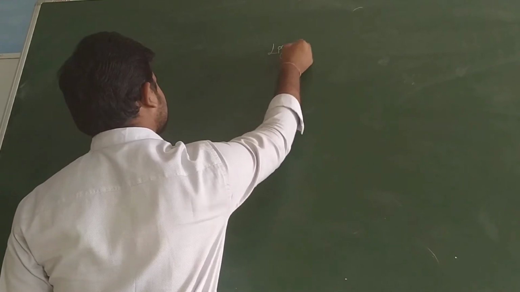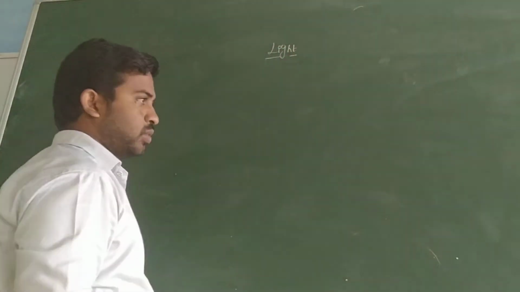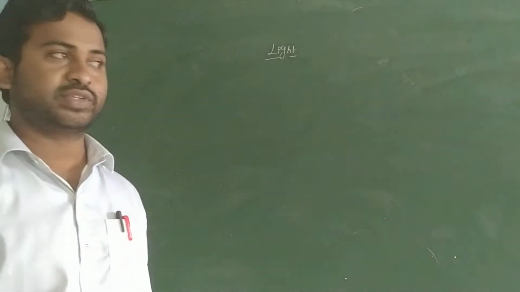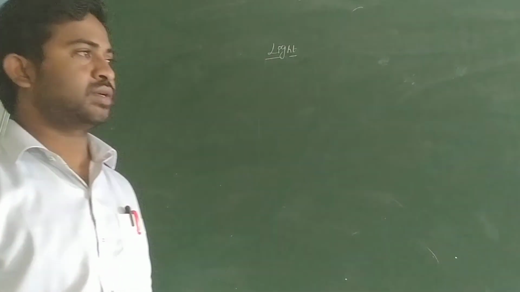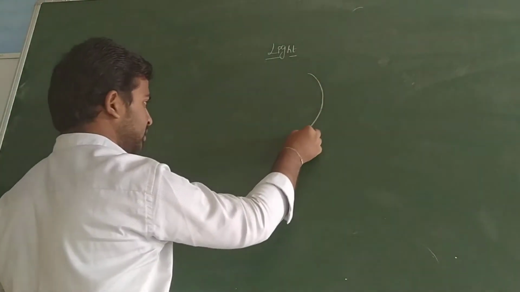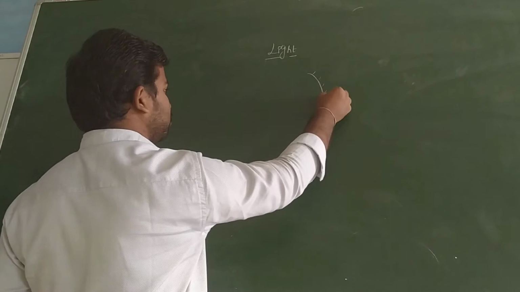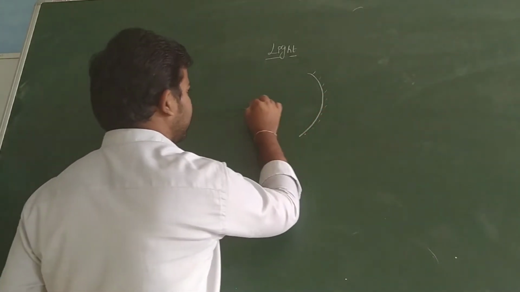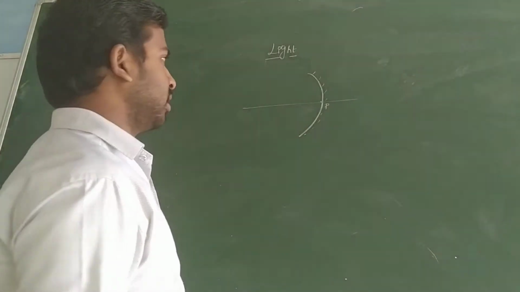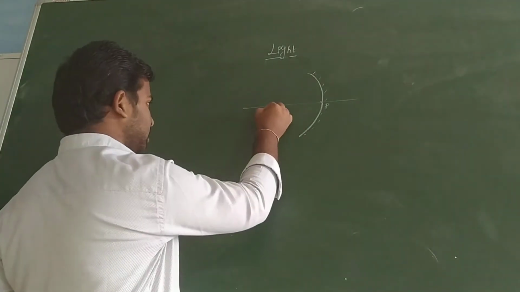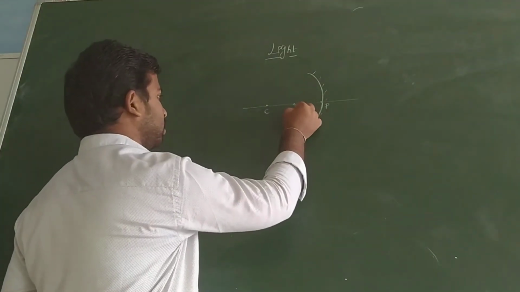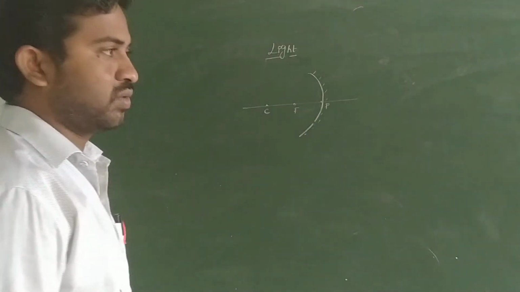So last class we discussed the sign convention for spherical mirrors. For example, I assume a concave mirror. Here it is the pole, the midpoint of the spherical mirror, and it is the center of curvature, the center of the hollow sphere, and it is the focus, the midpoint between the pole and the center of curvature. That we know very well.